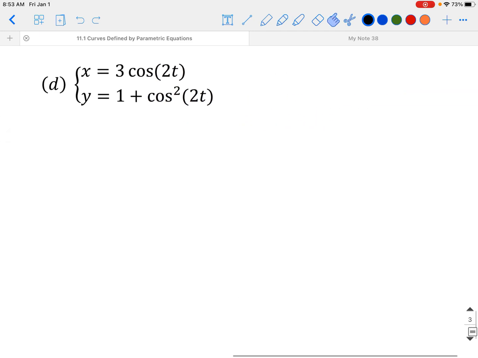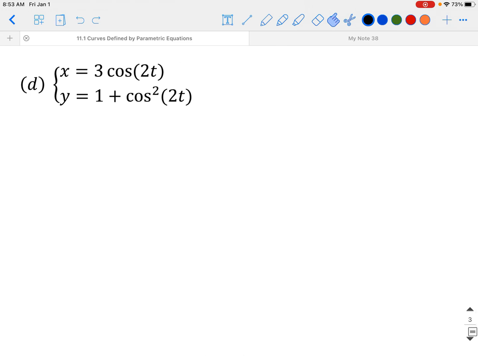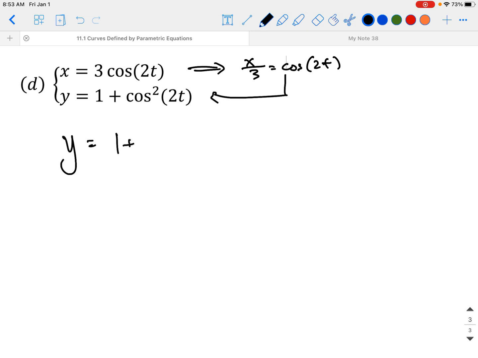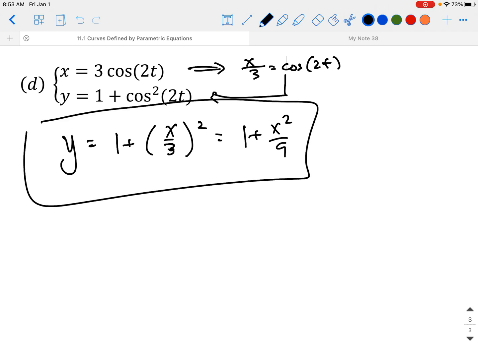All right, and let's see here. All right, so now we've got some trig expressions. So we can see there's a cosine squared here, a cosine here. So we definitely probably want to try to substitute that expression in terms of x. So let's solve for cosine of 2t. So x over 3 is equal to cosine of 2t, which we can then plug in, and we'll get y is equal to 1 plus x over 3, quantity squared. So 1 plus x squared over 9.